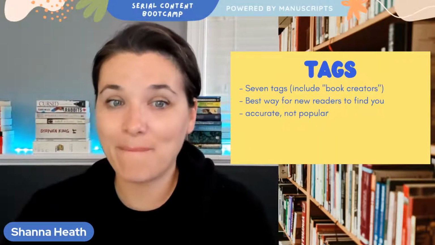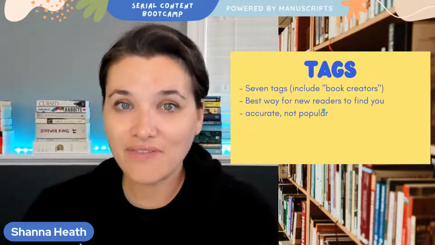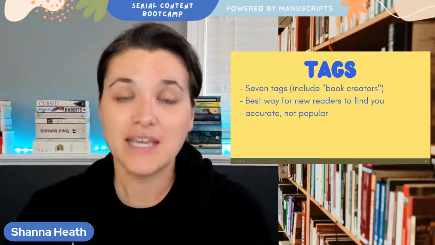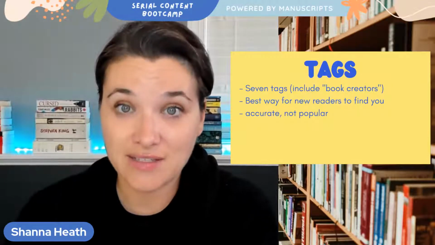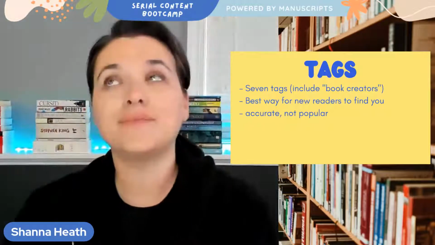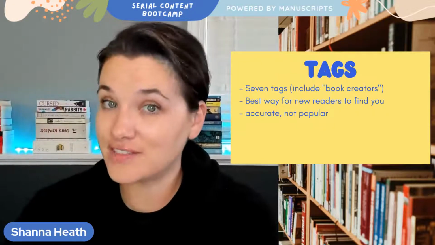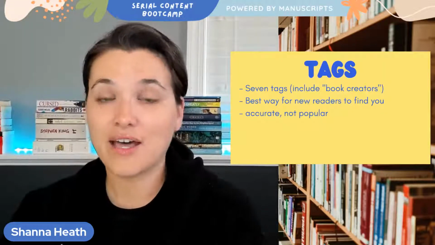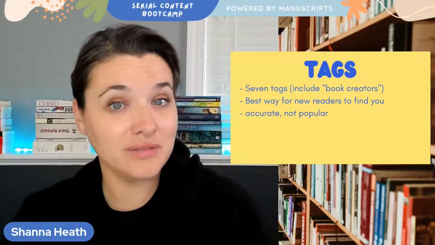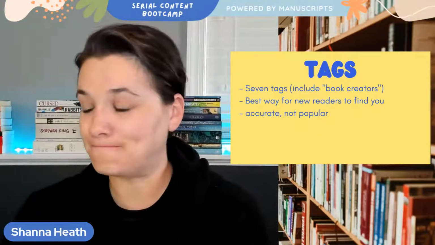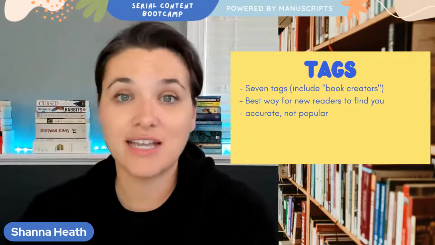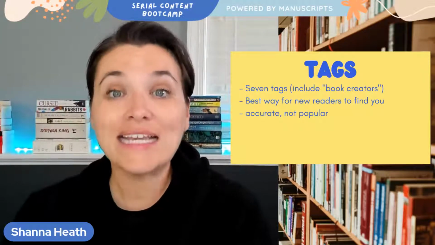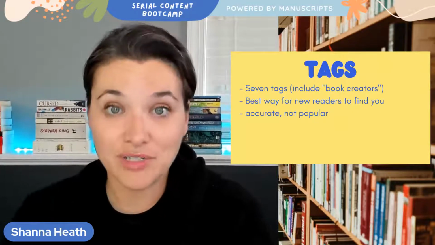Now let's talk about tags. So you have the opportunity to add 7 tags to your story. Now, this is different than categories. Categories are considered like the shelves that your story might be shelved on. So that might be romance, it might be thriller, it might be nonfiction, etc. Those are the shelves. Now the tags are more about what your book is about.